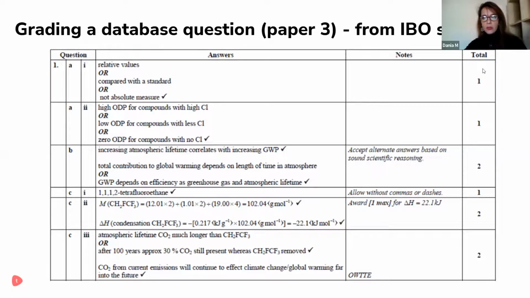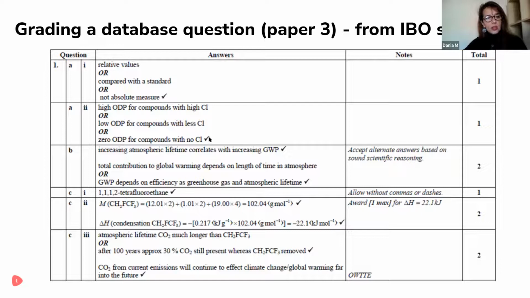So you can see that every answer would be having a certain total of marks. And the way you actually look at it, they give you many possible suggestions. So for example, for the first question, they could either talk about relative values compared with the standard or not absolute measure. Any of these answers would guarantee 1 mark achievement.